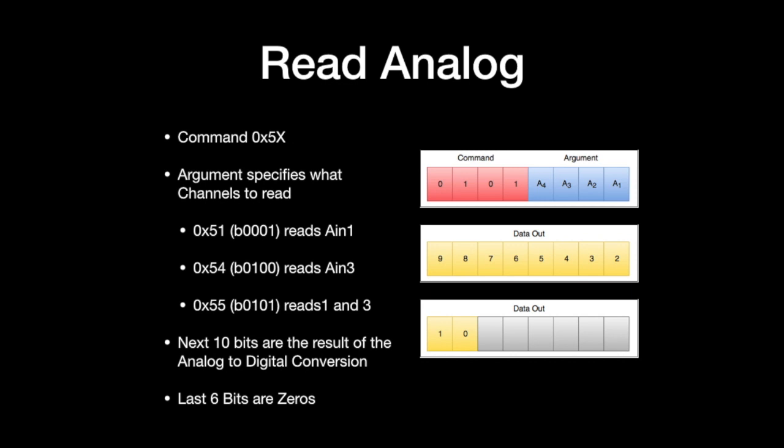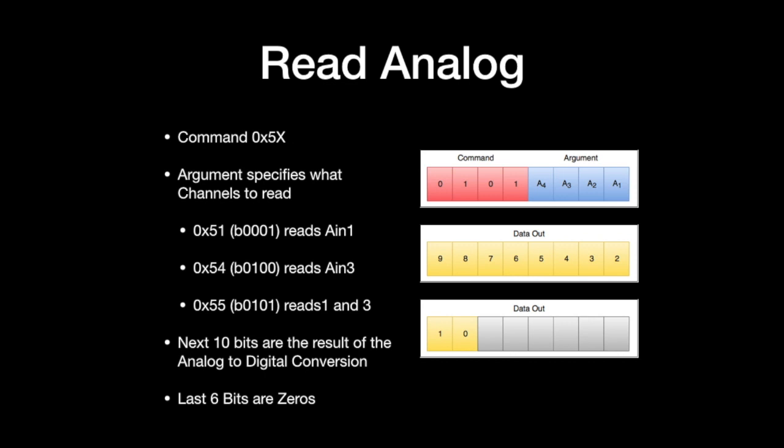The last command we will be examining today is read analog. The command nibble for this is 0x5, and each bit of the argument specifies which analog channel to read. So, if the argument nibble was binary 0001, the analog conversion from channel 1 would be placed in the read buffer.